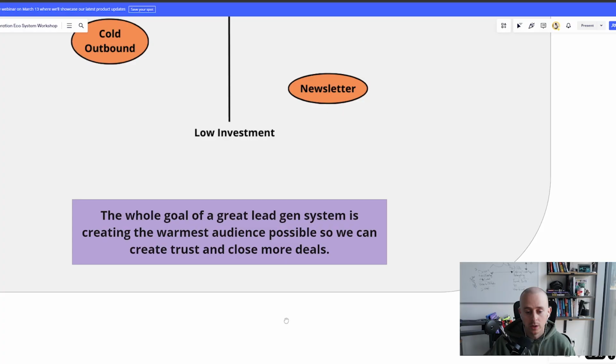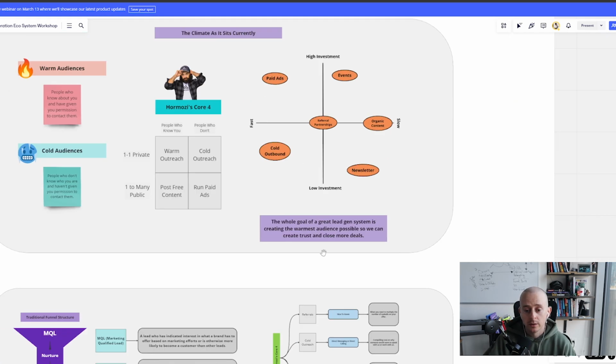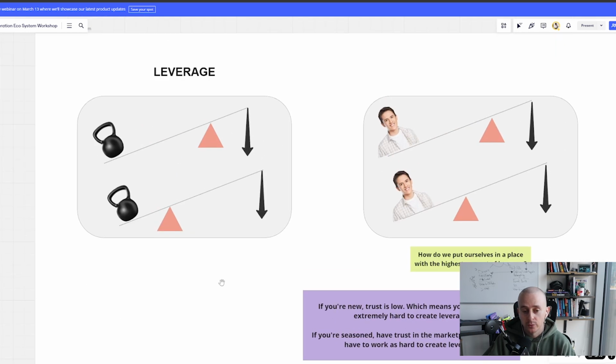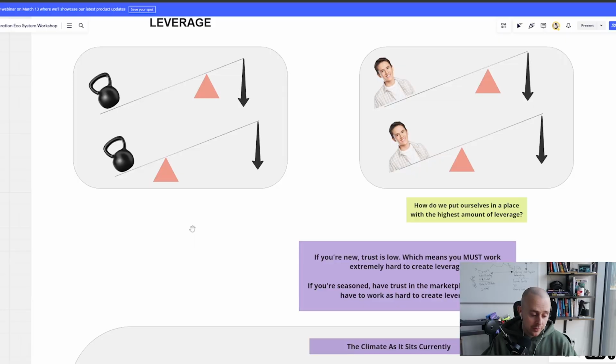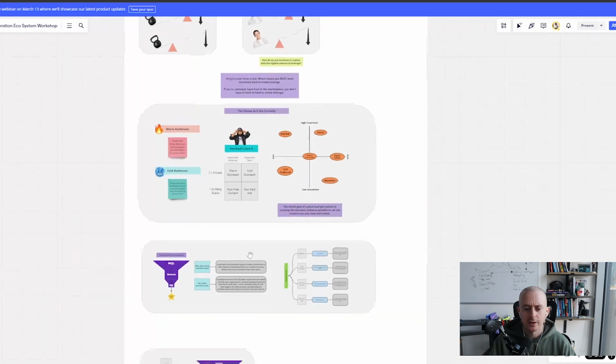And so the whole goal of us running a great lead gen system is creating the warmest audience possible. Our whole goal here is to create leverage. And if you remember from the beginning, the only way that we can create leverage is through trust. So if we want that longer lever arm, we have to create trust. That's the only way this is going to work: people are going to trust us that we can deliver on what we do. Now, the right offer and the right market leader positioning all play into this, of course, but we'll chat about that in a later part of the masterclass.